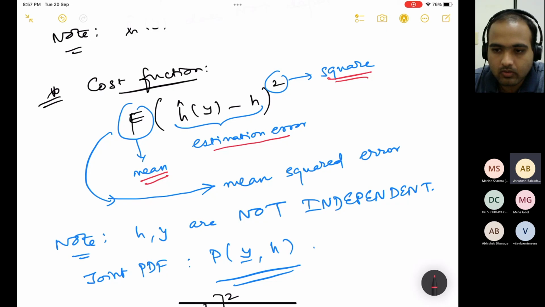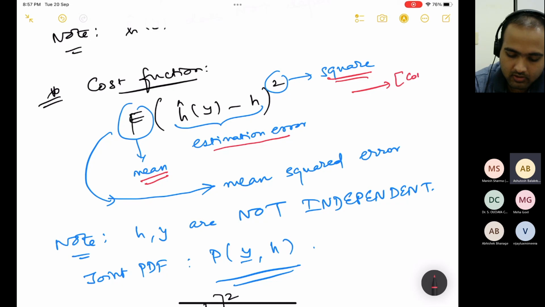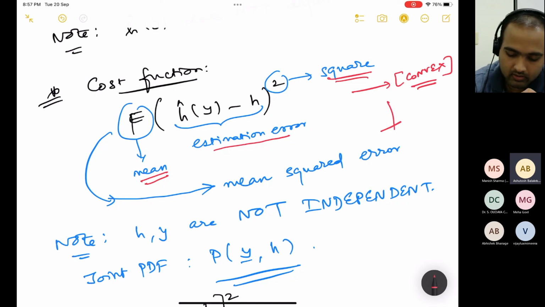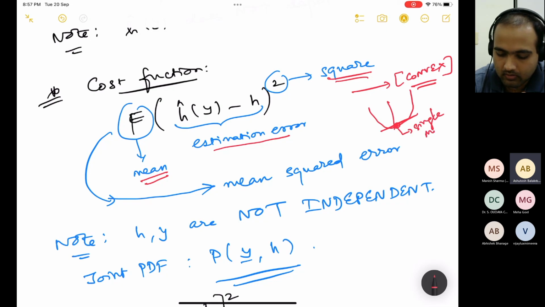Okay. So we want to minimize h hat minus h, right? And if we square it, then the problem becomes a convex problem, right? What is a convex problem? So you have a curve, right? And it has a single minima, right? Single minima. So that is a convex problem.